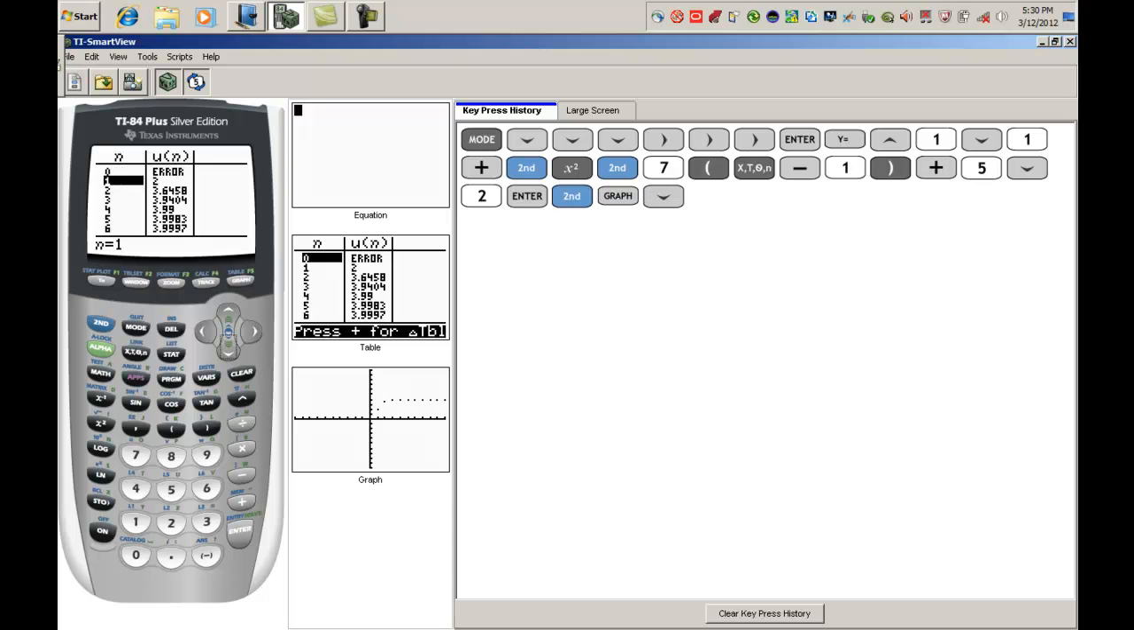And then likewise, to find the next term, I need to do is to move the arrow key down, and I see 7 is 4.